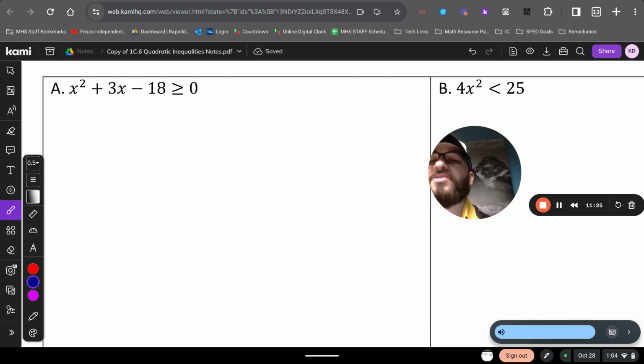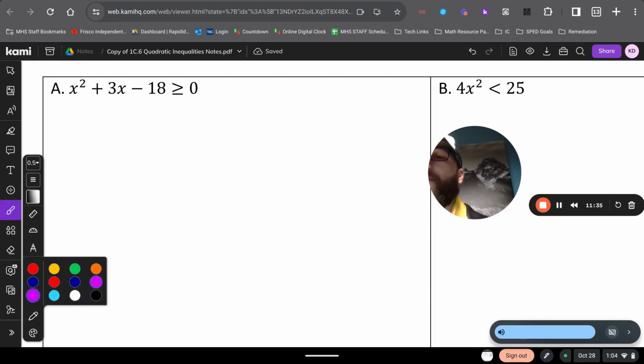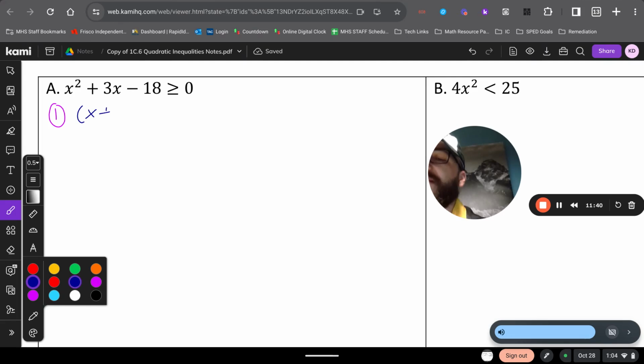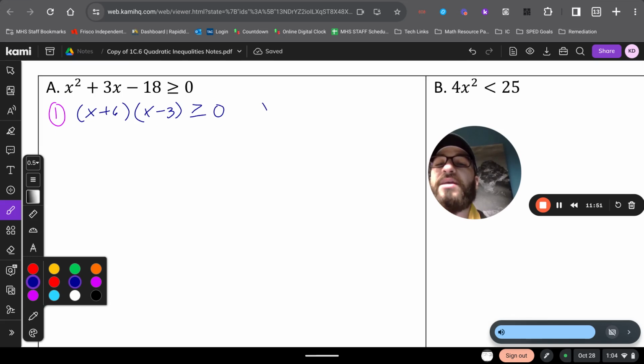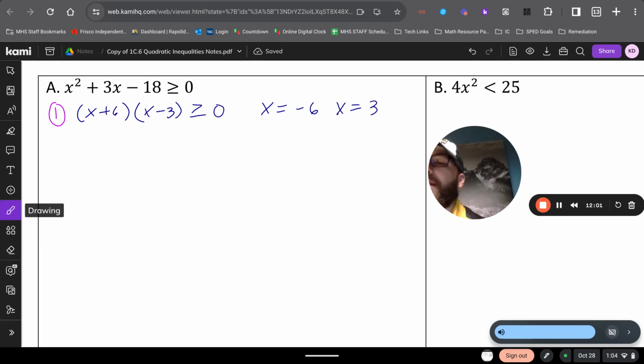We can factor x squared plus 3x minus 18: factors of negative 18 that add up to 3. That's going to be positive 6 and negative 3. So our step 1 is going to be to factor this into x plus 6 and x minus 3 greater than or equal to 0, which is going to give us the x solutions. Of course, we can take those factors and set them equal to 0: x equals negative 6 and x equals positive 3. Once I have those solutions, I move on to step 2.